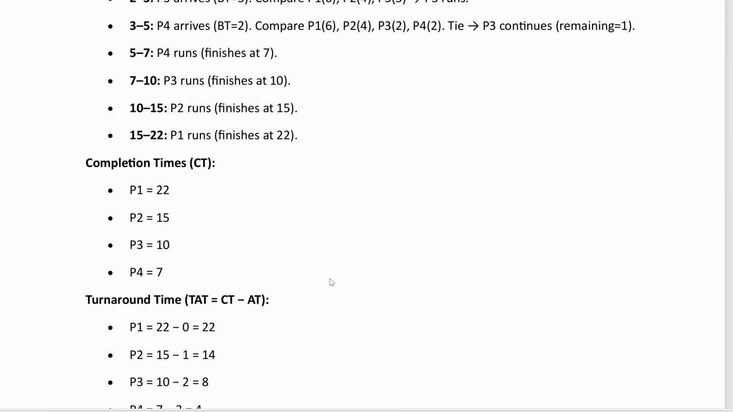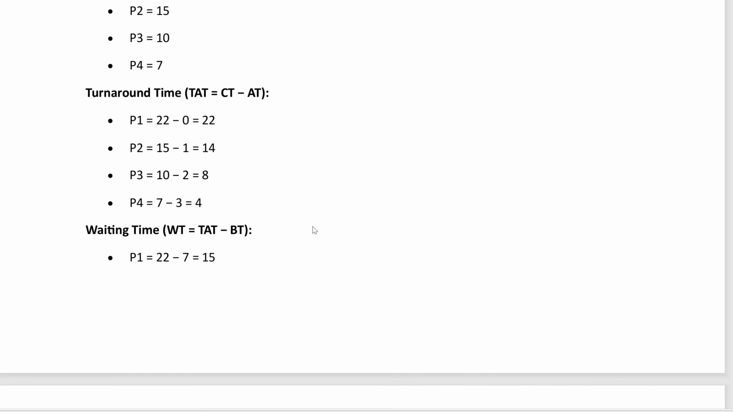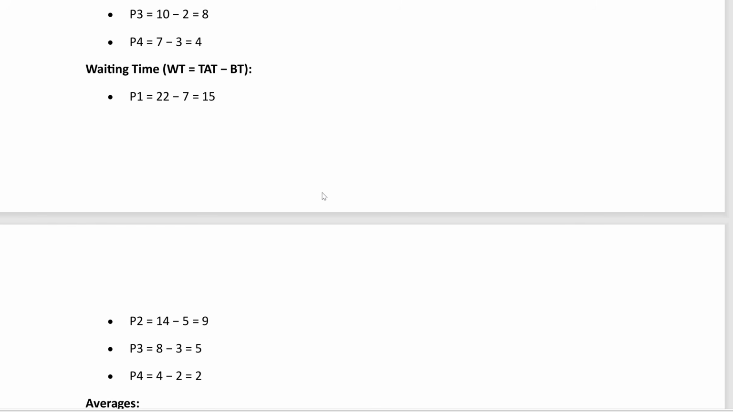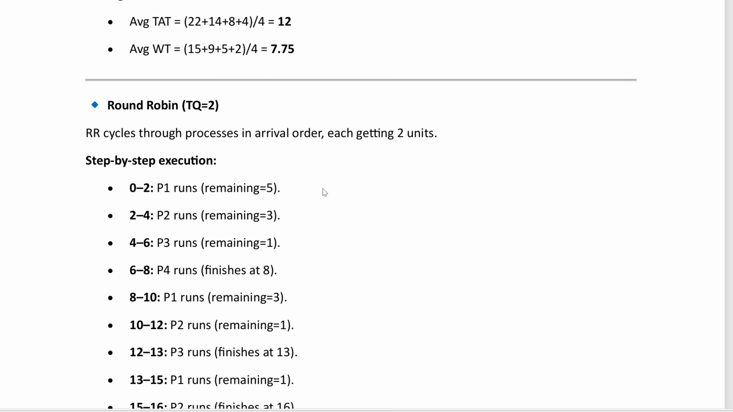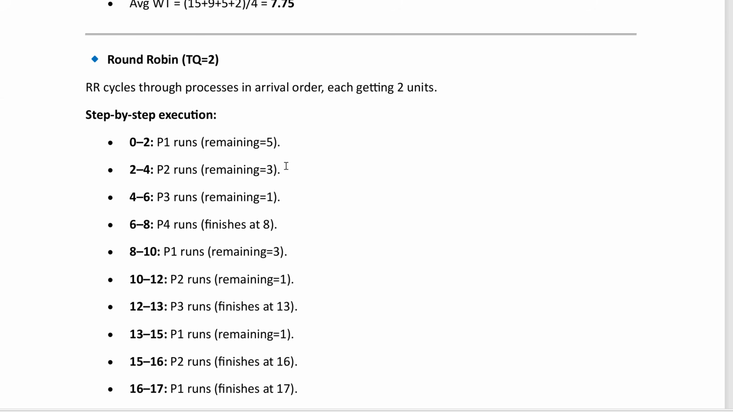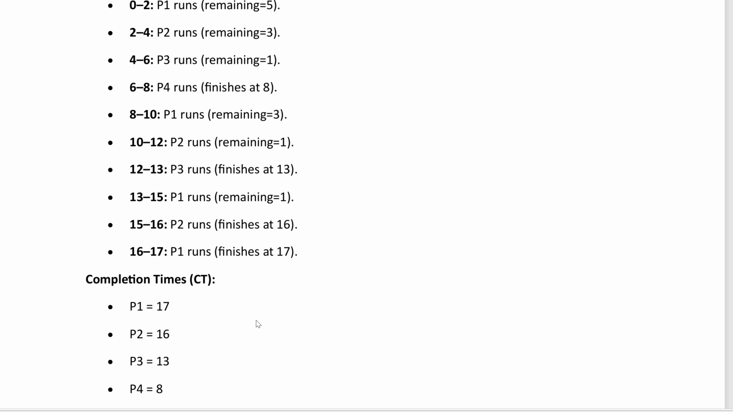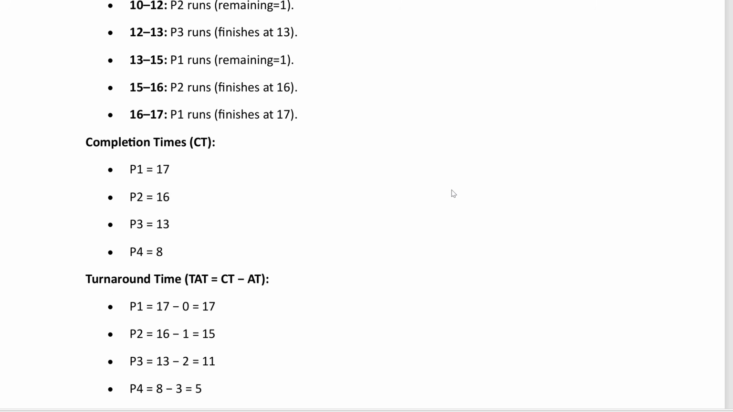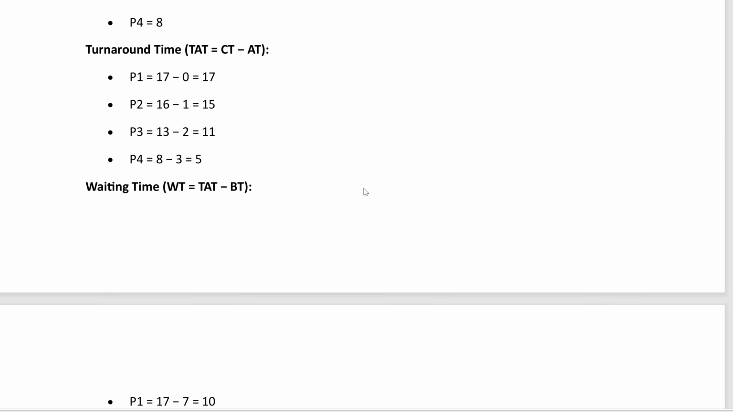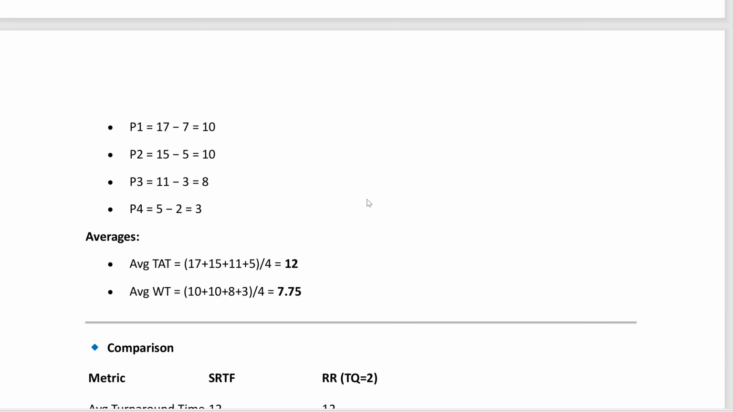You can easily then draw the Gantt chart. After drawing the Gantt chart, you can compute all the completion, turnaround, waiting, and response time. All these you can calculate, right? This is the step-by-step execution for the round robin CPU scheduling algorithm. Using this, you can easily draw the Gantt chart again, and after drawing it, you can compute the performance metrics, that is completion time, turnaround time, and waiting time. We have already solved such type of problems.